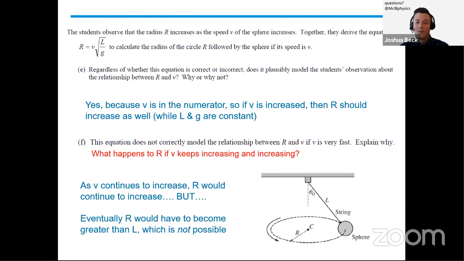Why isn't that possible? Well, because the string only has a length of L. So even if we were to spin it all the way out here, the largest radius we could possibly get would be a radius of L. So something's not right with this equation. You don't have to determine what that is. You just have to identify why this equation does not correctly model it if V becomes very fast.